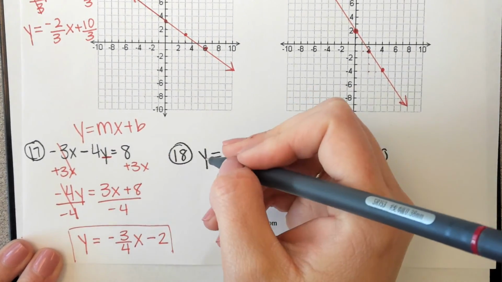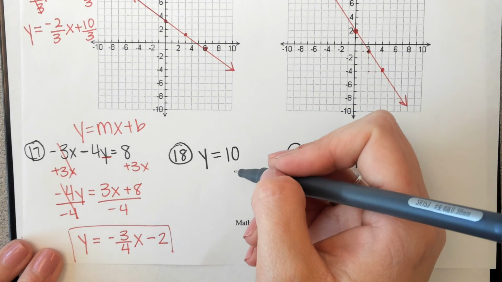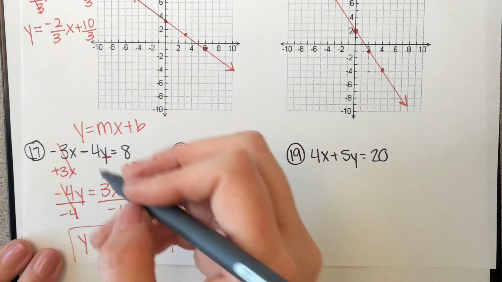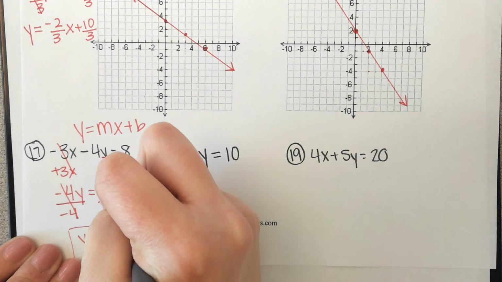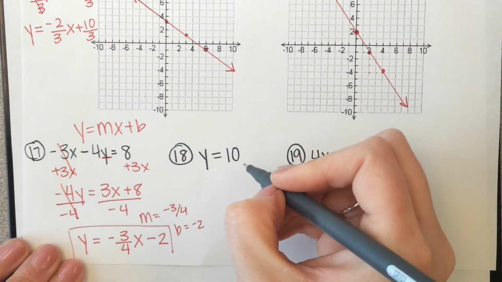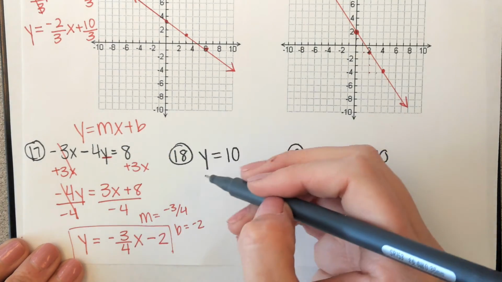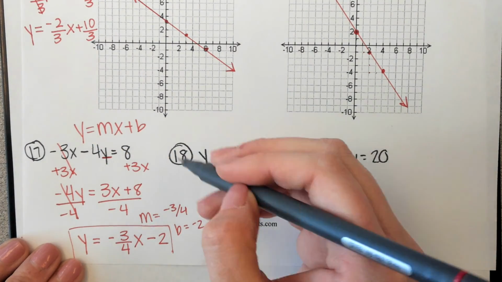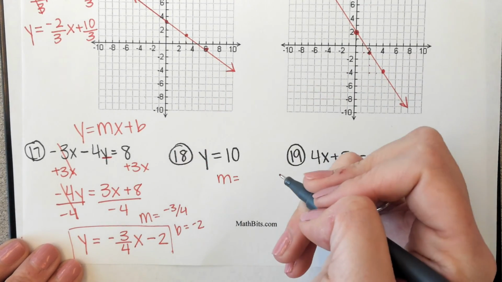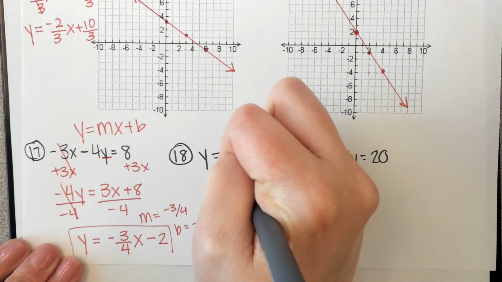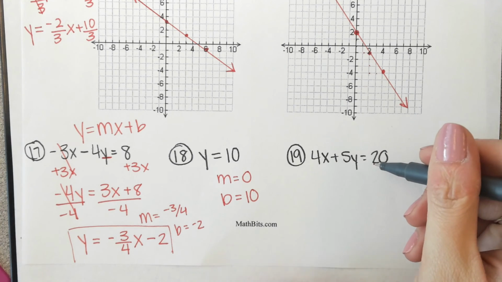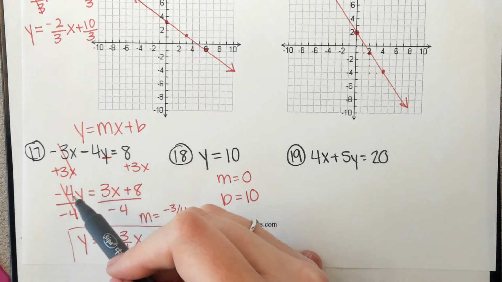All right, number 18. You have a problem like this in Math Excel, but don't let it trip you up. It's actually super easy, okay? Oh, over here, I forgot. This is m. m is negative 3/4. b is negative 2. All right. On number 18, it's already in slope-intercept form. There's nothing for you to do to get it there. But if we want to pick out m, if there's not an x, what do we say m is? 0. b is 10.